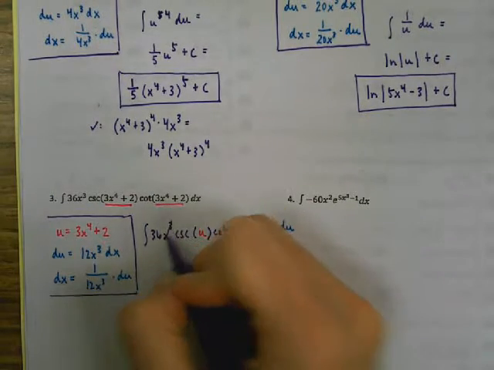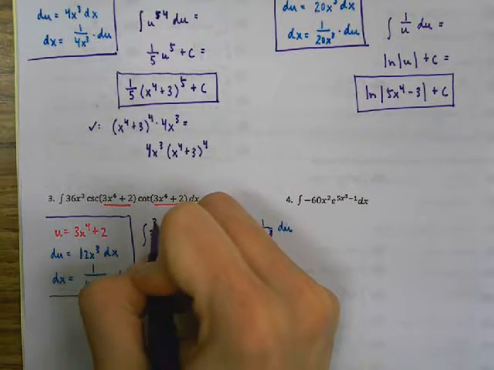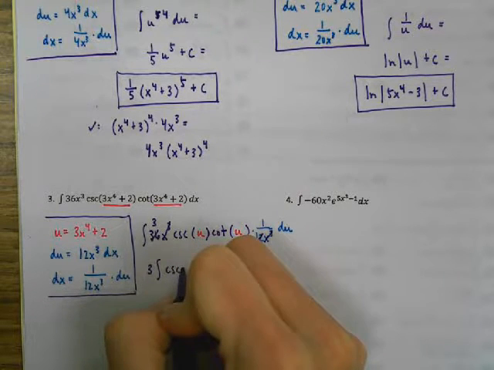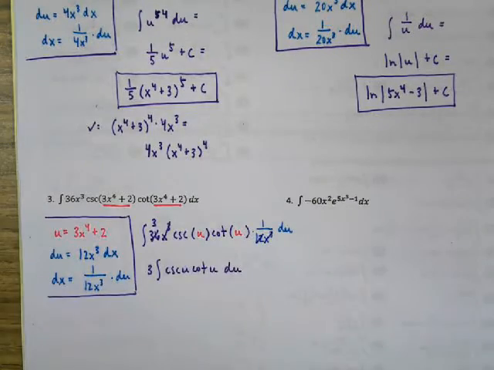So now let's see, I have my x cubes cancel. 36 divided by 12 is just going to leave me with 3. So I have 3 times the integral of cosecant u, cotangent u, du.